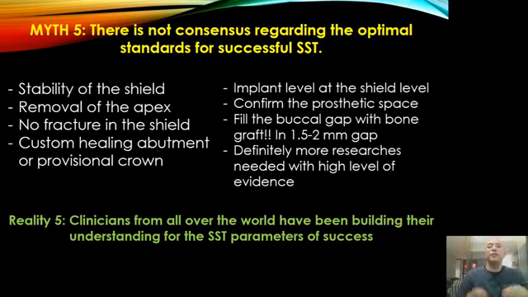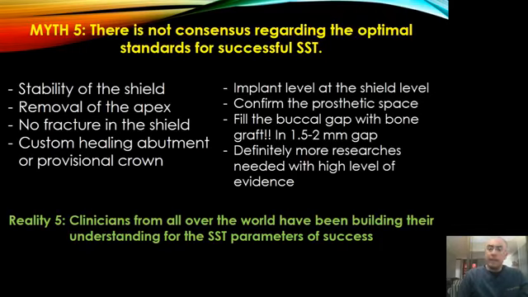Custom healing abutment or provisional crown, it's the same standard as an immediate implant. We're trying to support the soft tissue and the gingival margins. So we are leaning toward having a custom healing abutment or provisional crown, depending on the initial stability of the implant. Implant level should be at the shield level or a little bit down. This is a big point of discussion, but in general, we don't need to have an implant above the shield. We need to think about the restoration, the final prosthesis, also.